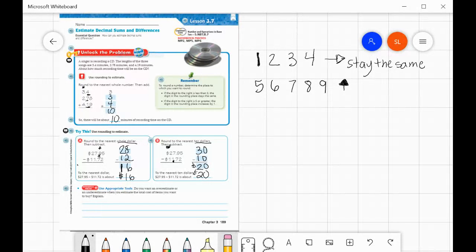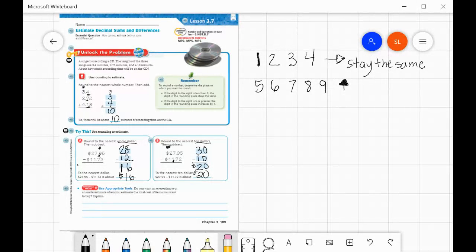Now, use the appropriate tools. Do you want to overestimate or underestimate when you estimate the total cost of items you want to buy? Explain. So go ahead and pause your video and write down what you think there. Do you want to overestimate? Do you want to estimate it's going to cost more than what you have? Or do you want to underestimate when you are buying something?